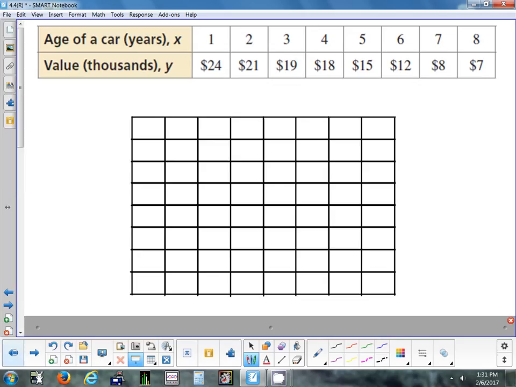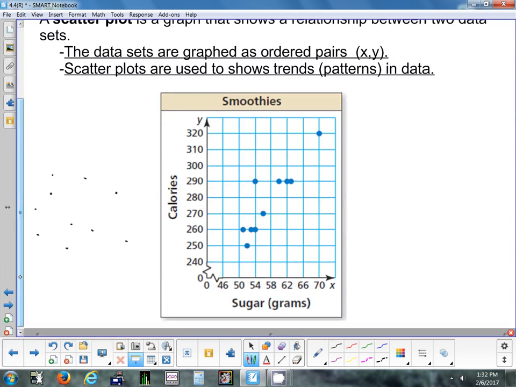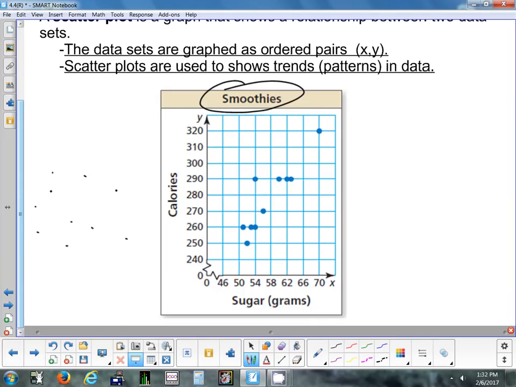Yeah, you have to put a title. Every scatter plot that we look at is going to have a title, so that way you know what you're looking at a scatter plot of. What else do you need to do besides the title? Look at this scatter plot. Put in what you are trying to measure, like they're trying to measure sugar in grams and then calories too. Yeah, you have to put down what your x-axis is.